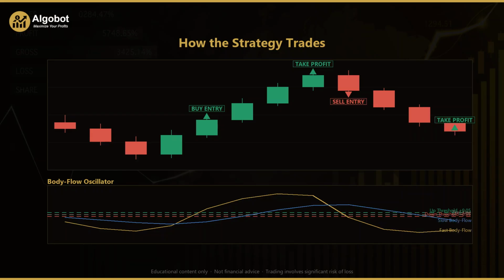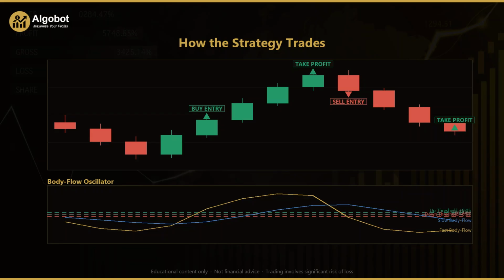The fast body flow crosses below the slow body flow while committed to the downside, so the EA signals a short and the sell entry marker appears. Here the stop loss sits above entry at 2 times the ATR, and the take profit is set 1.6 times that risk distance below. Candles 9 and 10 follow through with bearish bodies as sellers keep control, driving price down toward a fresh low. On the 11th candle, price reaches the short take profit target, and that trade is closed as well. So across this sequence you've seen the complete cycle.